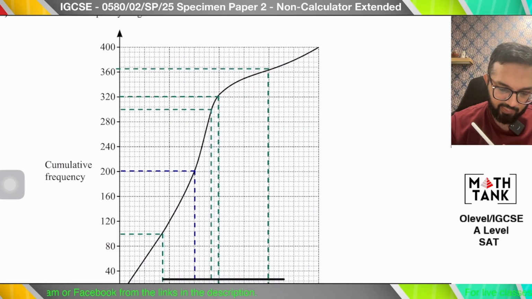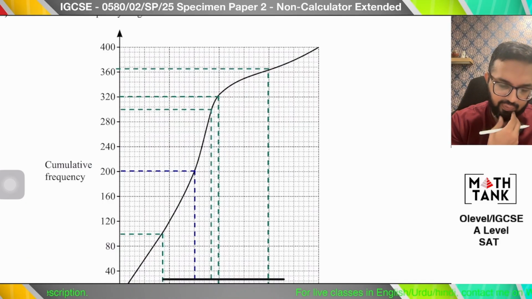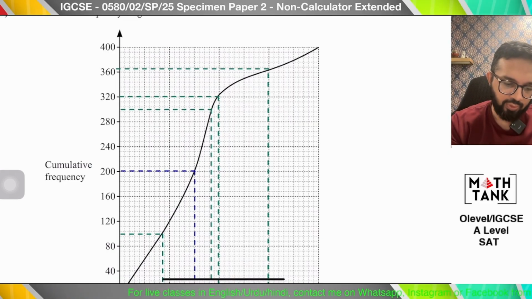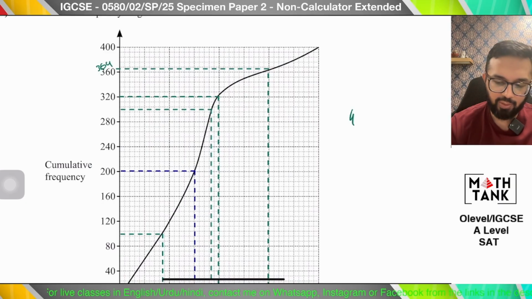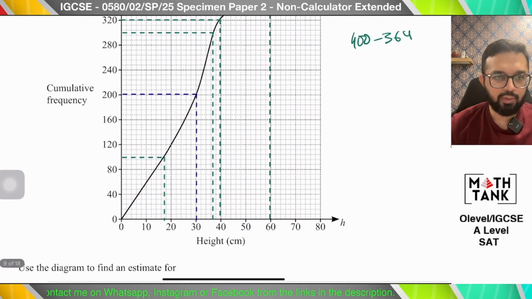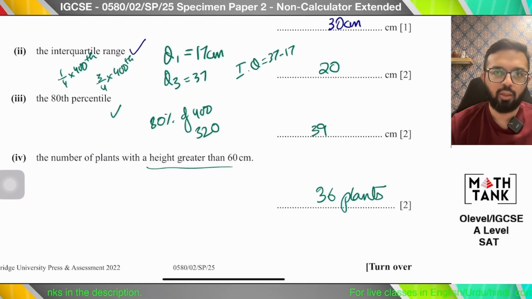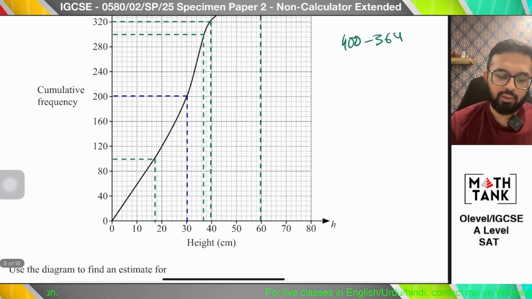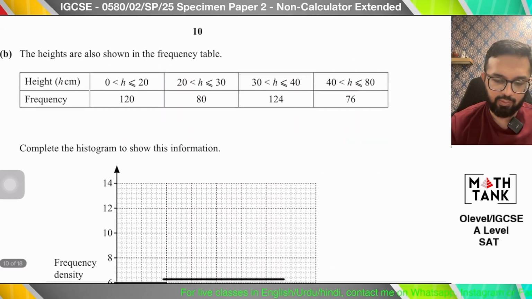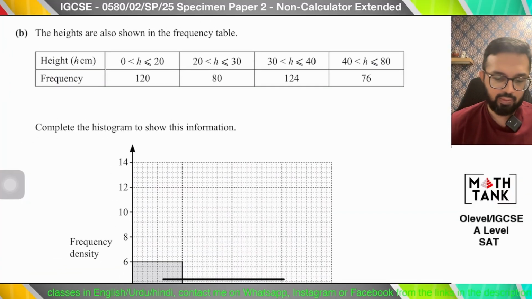One box is 4 units, I think. No, even more, I think, 8 units. So that's starting from 364 and going up to 400. So how many plants? 400 minus 364 gives me 36 plants. Okay, I hope everybody can do the calculations on the graph. That's something that I will explain in a more detailed video on statistics.